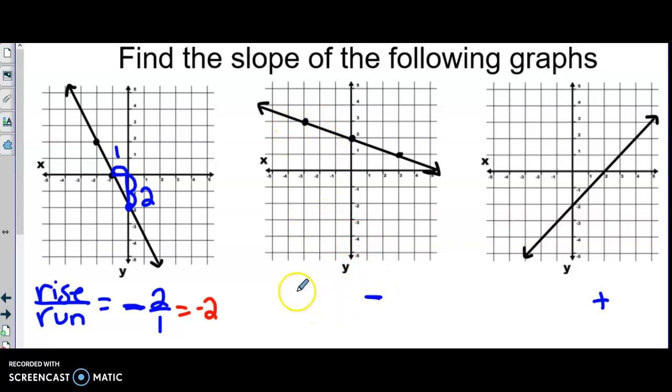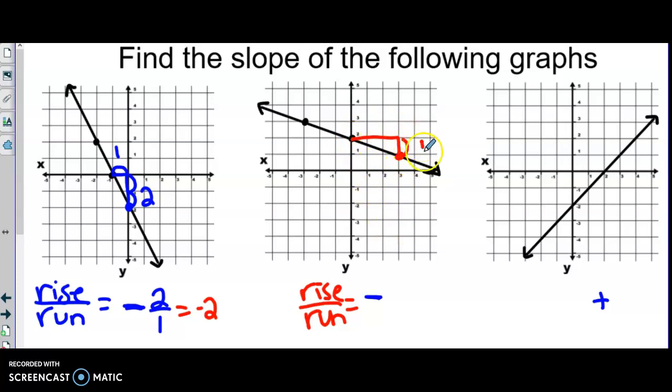All right, let's look at this next one. Again, we're going to find the slope, so we're going to do rise over run. We already said that it's going downhill, so we know it's negative. And then I'm going to start at the bottom point, and I'm going to see how many I count up and how many I count over, rise and run to get to the next point.